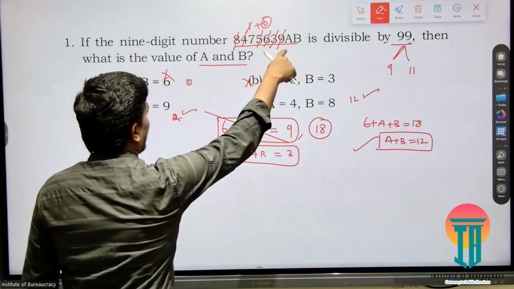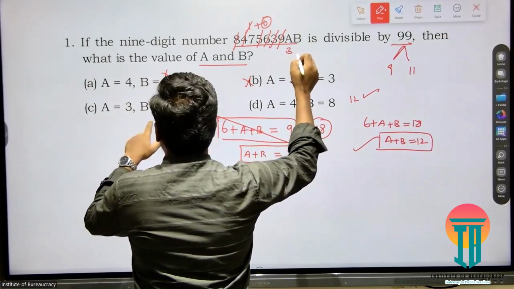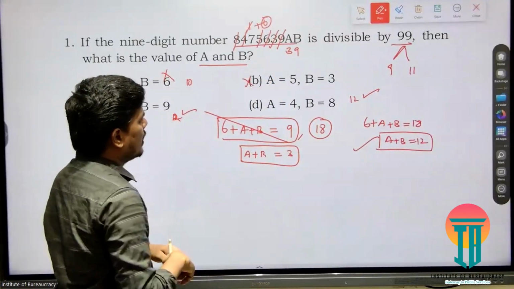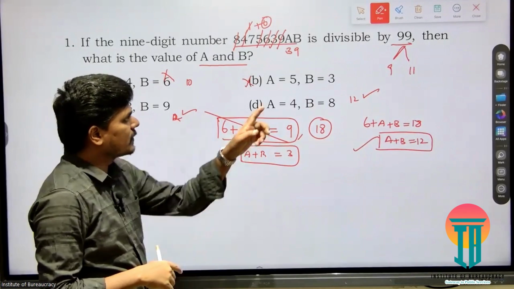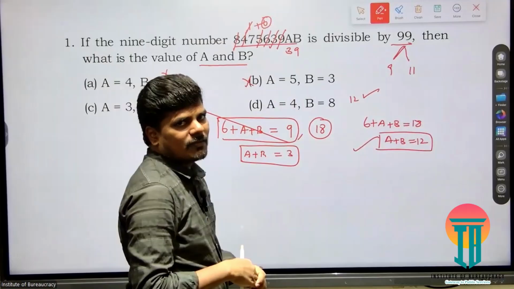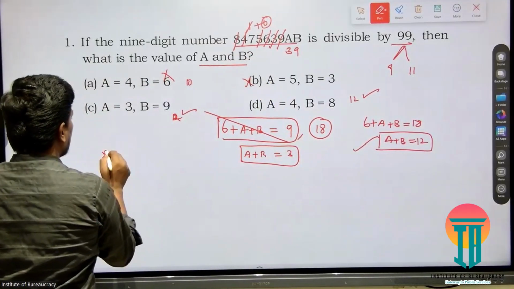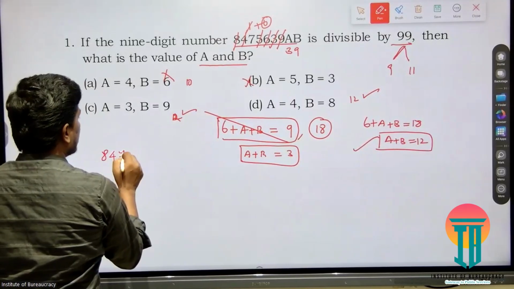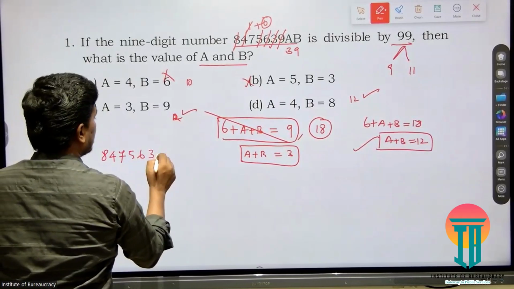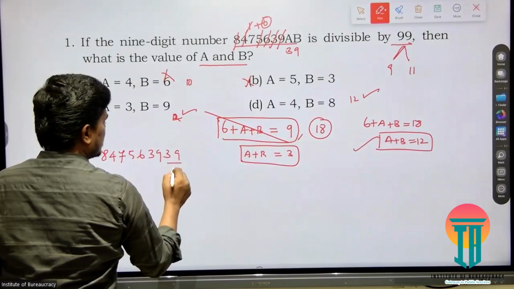So, if you take A as 3 and B as 9, then it is going to be divisible by 9. Whether it is divisible by 11, that we have to check. So the number is 8, 4, 7, 5, 6, 3, 9, and then 3, 9. Now, the divisibility test for 11.